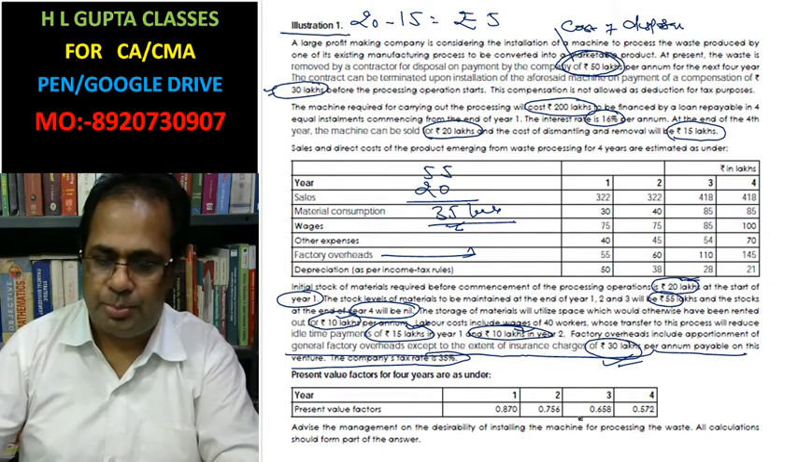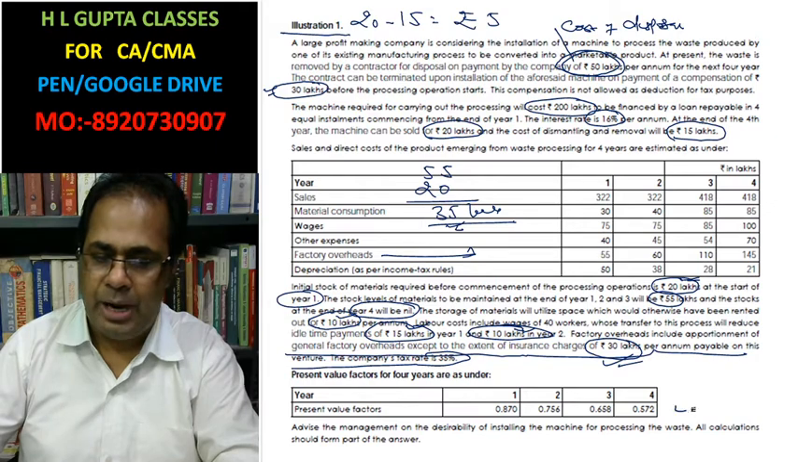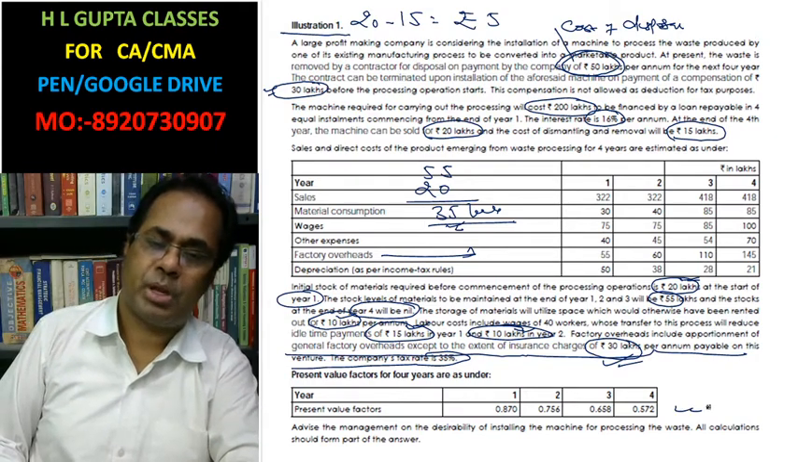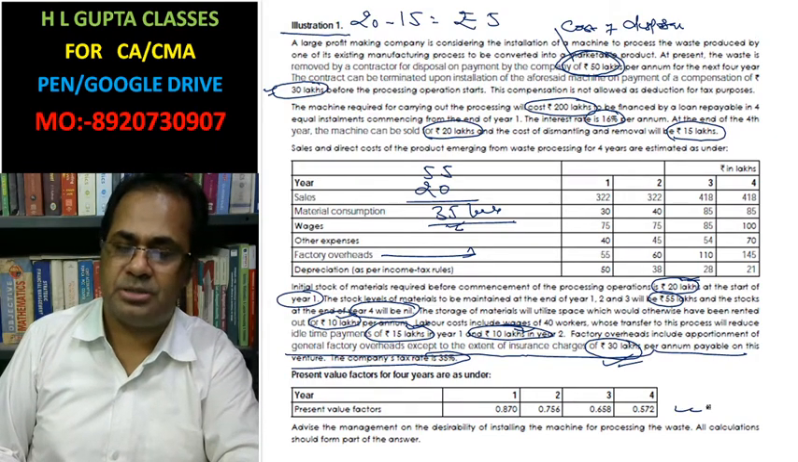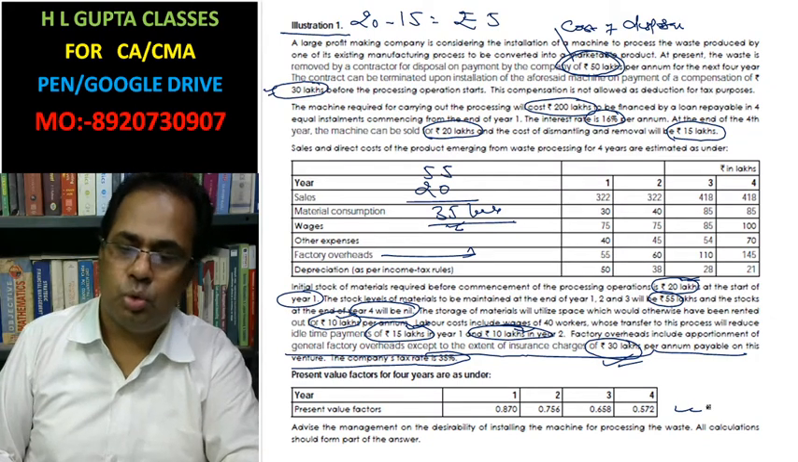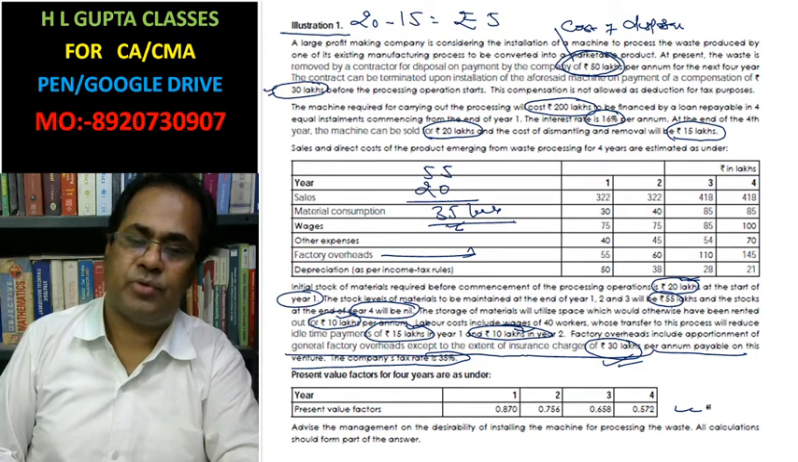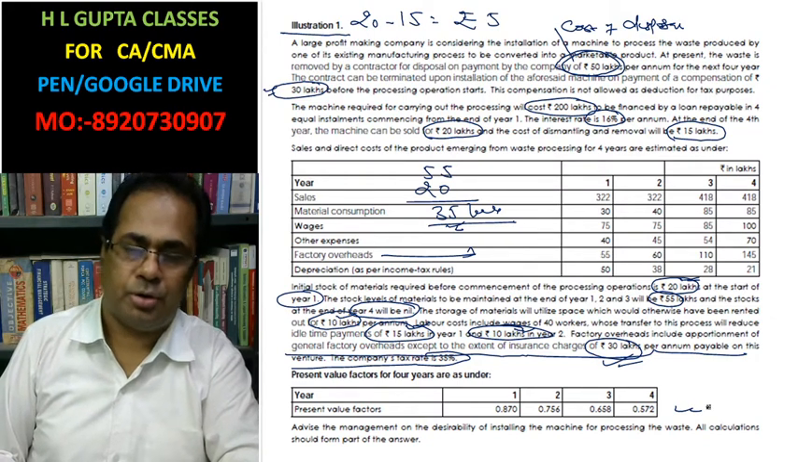Now these are the present value factors. Now you have to evaluate the proposal, whether it is a better decision to manufacture the product from disposal material or not.